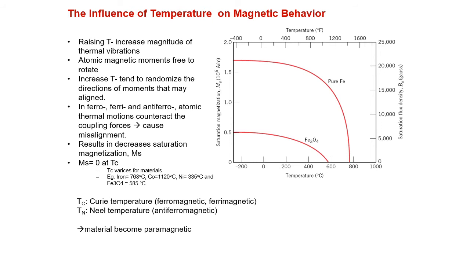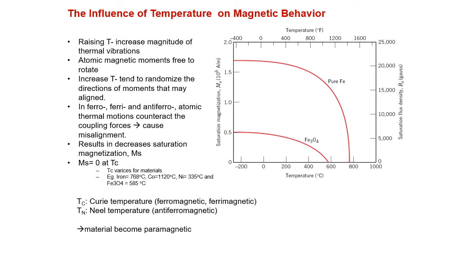It will result in a decrease of the saturation magnetization, or Ms, and Ms will be zero at Tc, where the Tc varies for each material. For example, the Tc for iron is around 768 degrees C, cobalt 1120 degrees C, nickel 335 degrees C, and Fe3O4 585 degrees C. The Tc here is the Curie temperature, and the Tn is the Néel temperature, where the antiferromagnetic becomes paramagnetic.